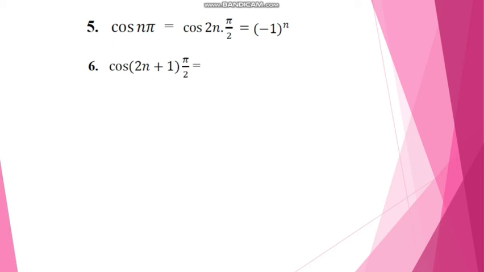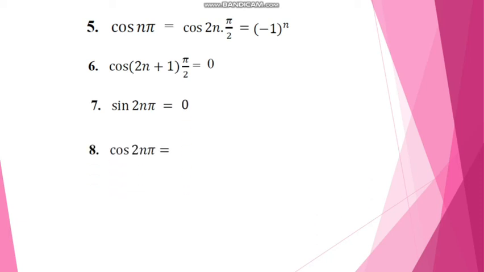Cosine (2n plus 1) times pi by 2. When n is equal to 0, you have cos pi by 2, value 0 itself. Hence, one can conclude that cos of (2n plus 1) times pi by 2 has value 0. Sin of 2n pi: sin pi, sin 2 pi, sin 4 pi, sin 6 pi, all values are 0.